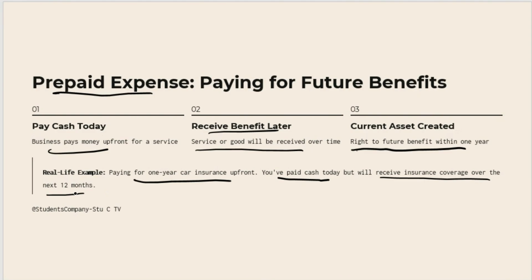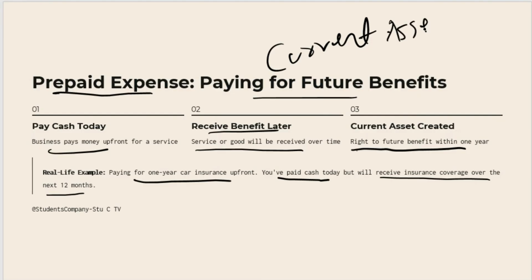So it is an expenditure which will be covered throughout the year. So that kind of paying for future benefits, again, if you look at the checklist, it is a right to service. When you're paying a premium, what are you saying? You are telling the insurance company that now I have a right to the insurance for the next 12 months. So that will be classified as current assets, prepaid expenses.